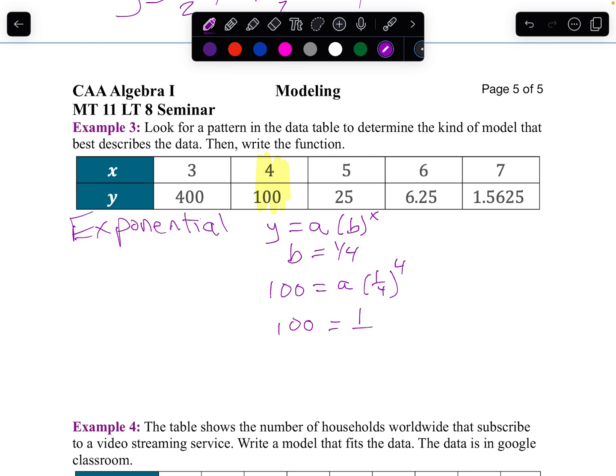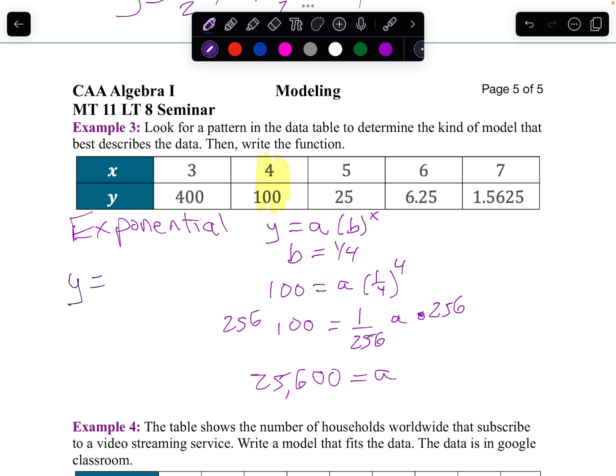I know 4 to the 3rd is 64. So what is 4 to the 4th? And that is 256 times a. Well, let's multiply both sides by 256. So 256 times 100 is 25,600, or 25,600 equals a.